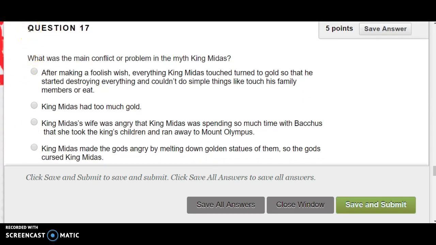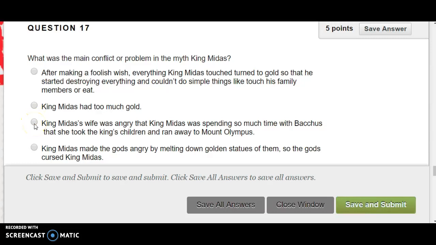Question 17. What was the main conflict or problem in the myth King Midas? After making a foolish wish, everything King Midas touched turned to gold, so that he started destroying everything and couldn't do simple things like touch his family members or eat. King Midas had too much gold.